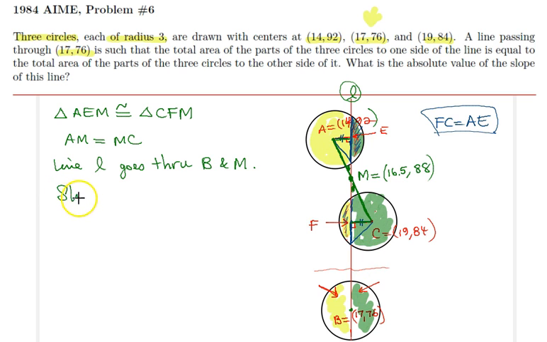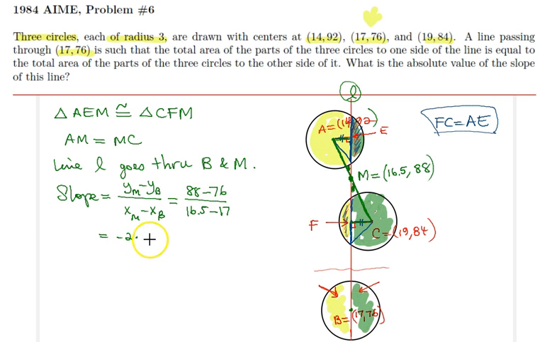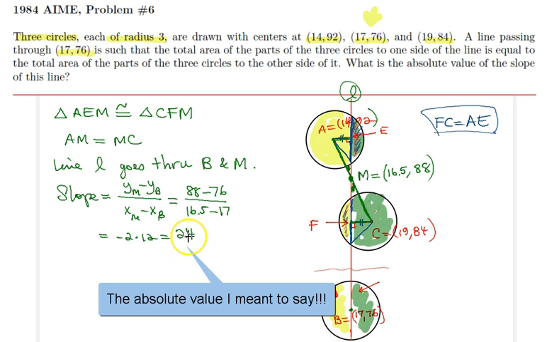All I will do is, the slope will be equal to ym minus yb over xm minus xb. So ym is just 88 minus yb, which is 76, divided by xm, which is 16.5, minus xb, which is 17. So you would get a negative number, obviously. This is half, which is multiplying it by minus 2. So minus 2 times 12, which is 24. Therefore, the answer to this problem is 0, 2, 4, and we are done.